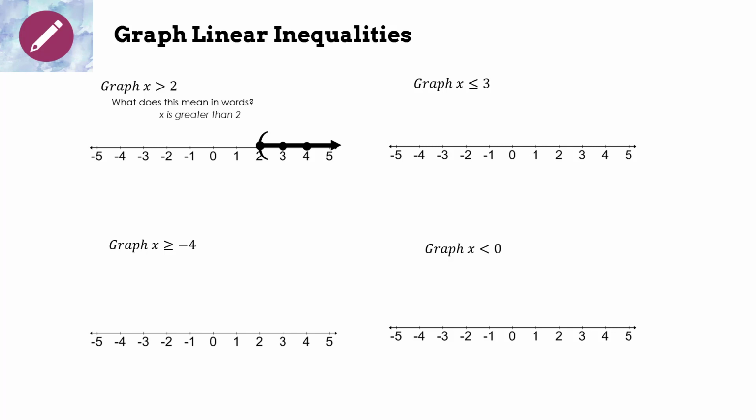Let's look at the next one. We're going to graph x is less than or equal to 3. So what does that mean? Well, it means x is less than or equal to 3. The first thing we do is we plot 3. Now we ask ourselves, we need to find numbers that are less than or equal to 3. So let's plot some, like 2, 1, and that tells us the direction of our solution set. That's going to be going to negative infinity.